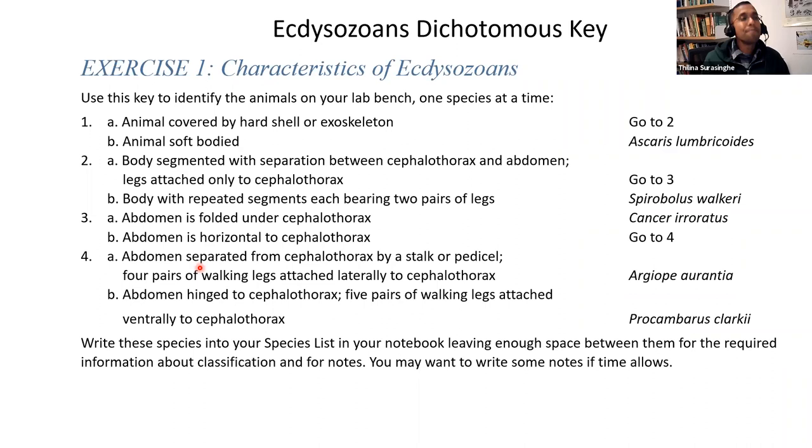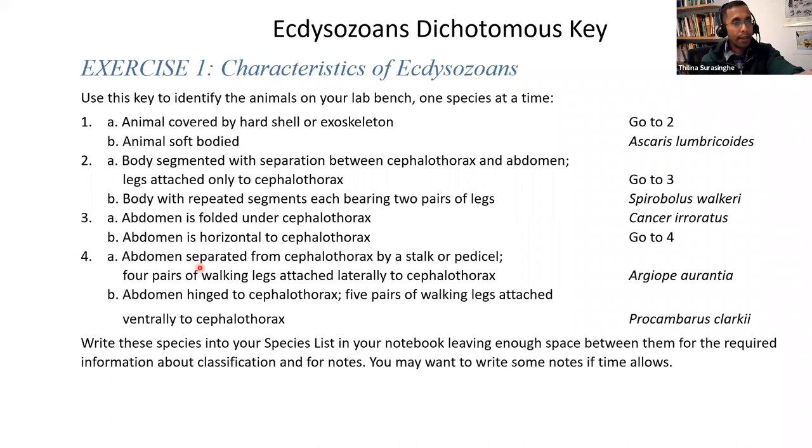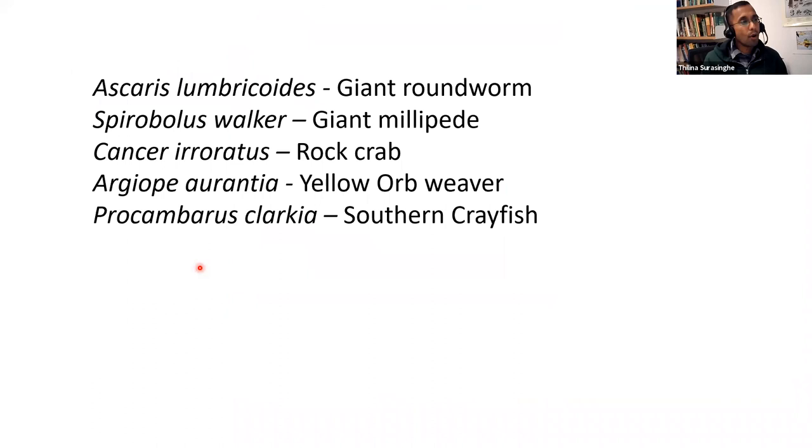So that animal is Cancer irroratus, right? Cancer is a genus name for many crabs. So that's your identification for animal one. In your lab notebook, this is how you can record it: animal one is going to be that guy, Cancer irroratus. And just for you to know, I listed the English name and the scientific name over here because the key will take you to the scientific name, and I have provided the English name for you, right?